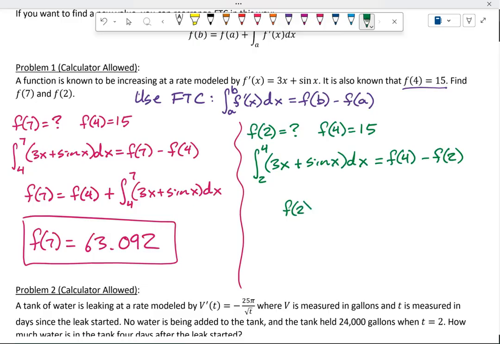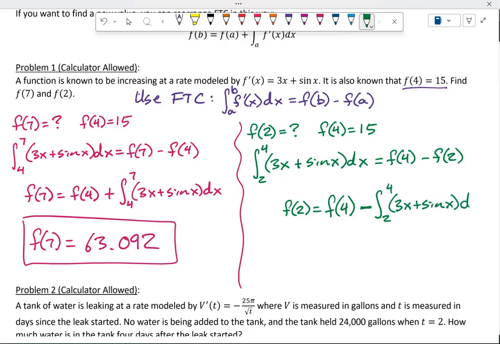What would f of 2 be equal to? Not the number yet, but just what would be written out. What would that look like? F of 2 equals what with the f of 4 and the integral? What would that setup be? All right, so what you should have is something along the lines of f of 4. Is it plus or minus? Minus our integral from 2 to 4 of 3x plus sine x.